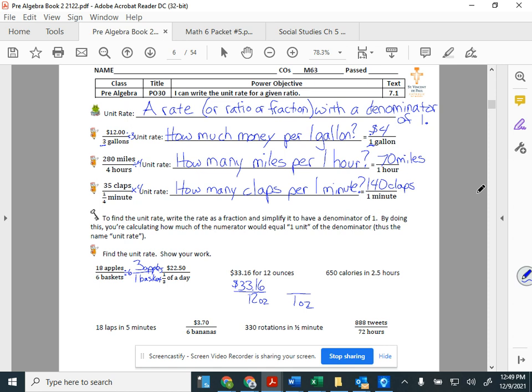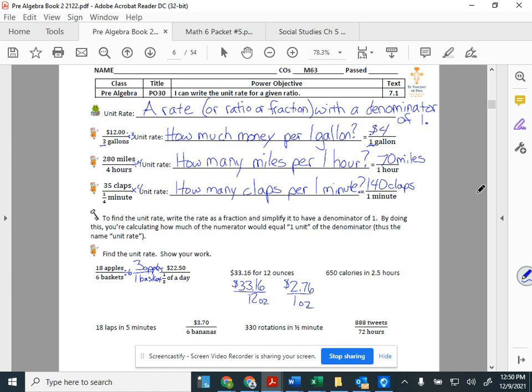So what is $33.16 divided by 12, Andrea? Well, I've done the math, but for money we have to round to the nearest hundredth. So when we say it's dollars, it's $2.76. Because as Andrea said, when we're working with money, we round to that 100th place. When we're looking at the cents, we're rounding to that 100th place. So it's $2.76 for every ounce.